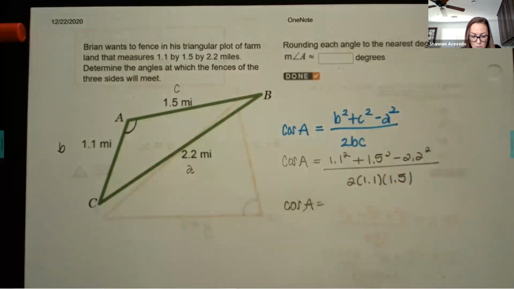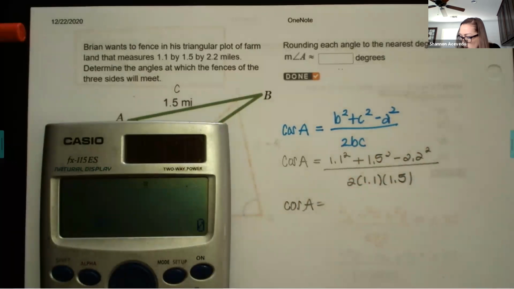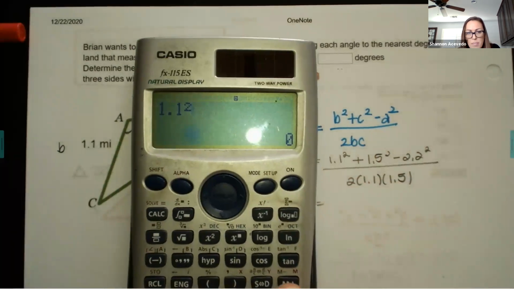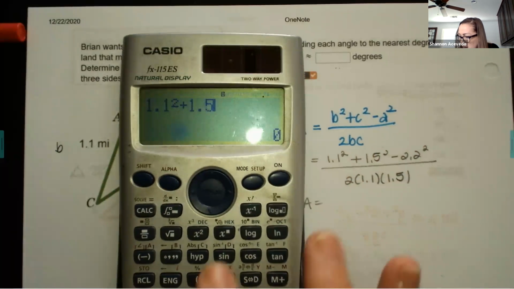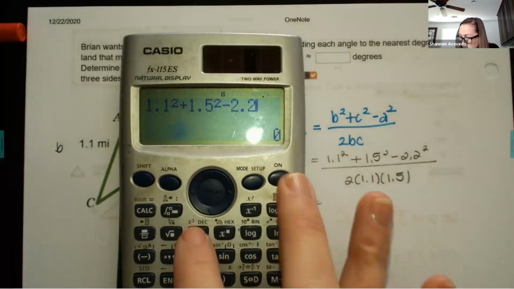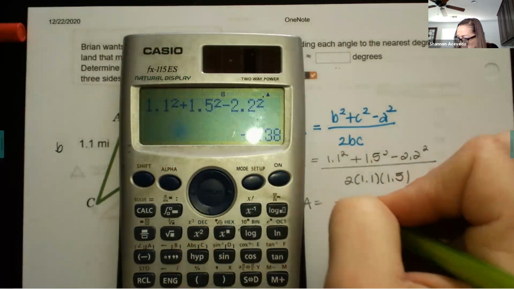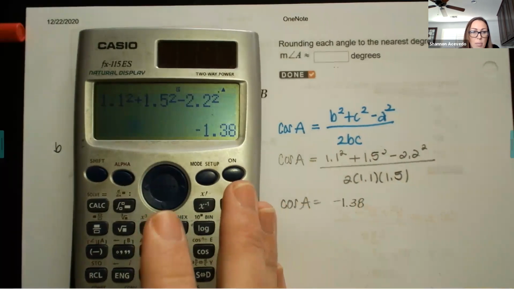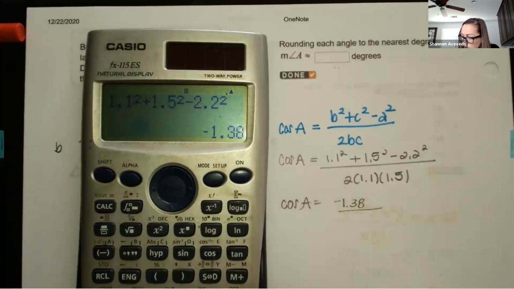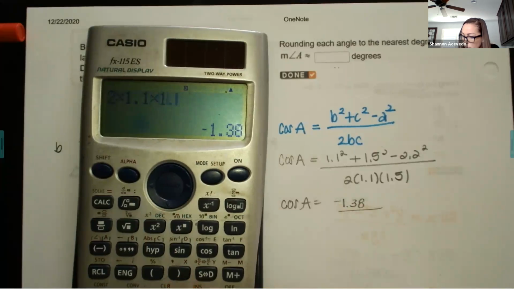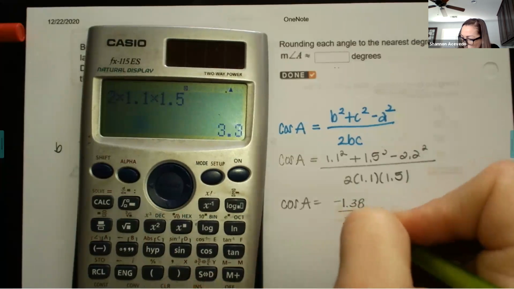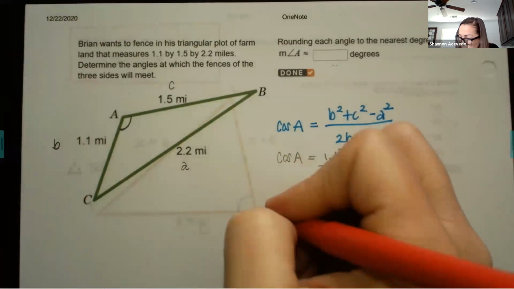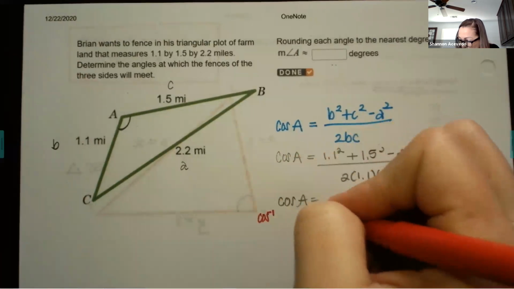Cosine of A is equal to, on my calculator, let's do 1.1 squared plus 1.5 squared minus 2.2 squared, and I get negative 1.38. Just because you get a negative does not mean you did anything wrong. Do not freak out about that. That's perfectly okay. All over 2 times 1.1 times 1.5, which is 3.3. Again, we're solving for an angle. So if we're solving for an angle, we're going to have to take the inverse. So cosine inverse.